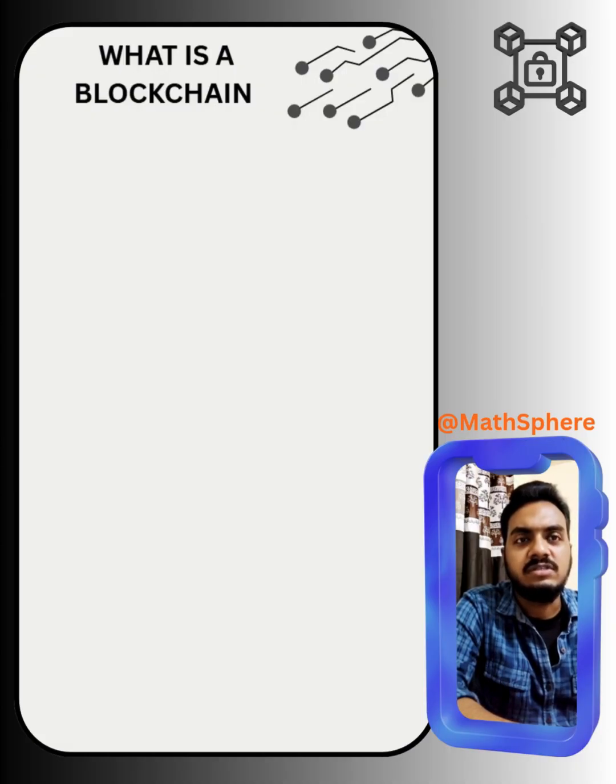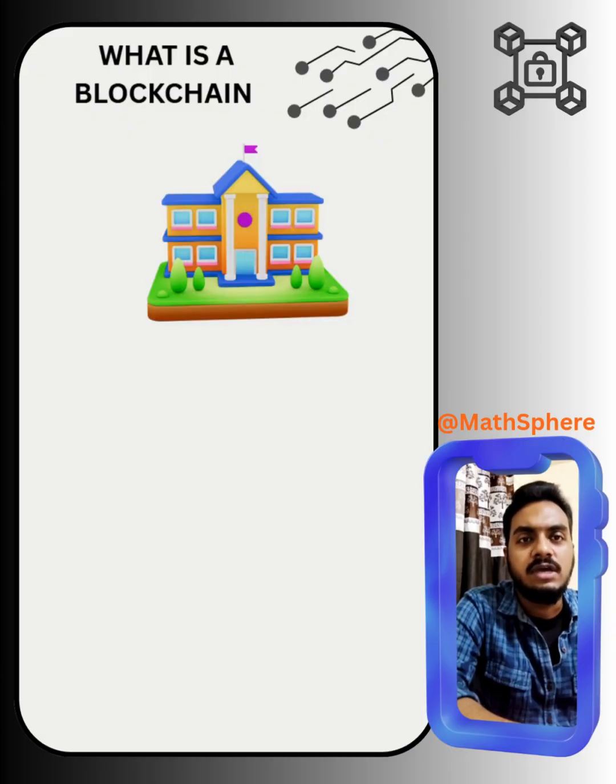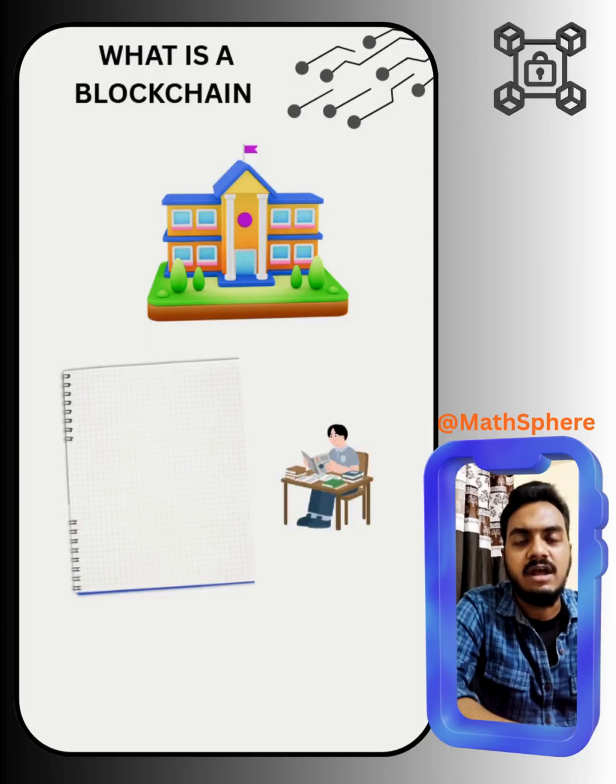Let us understand what is the problem with normal record books. Imagine a school where a teacher records student grades in a notebook, and suppose he writes that Ram got 85 in mathematics. Someone erases it and rewrites that Ram got 95 in maths. So how do you know what was originally written? So this is the first problem.